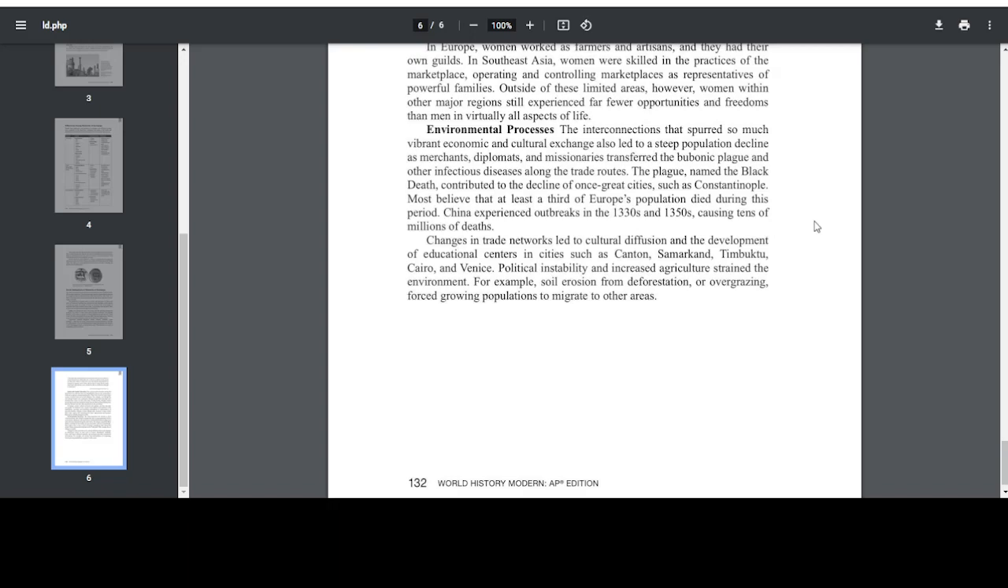Changes in trade networks led to cultural diffusion and the development of educational centers in cities such as Canton, Samarkand, Timbuktu, Cairo, and Venice. Political instability and increased agriculture strained the environment. For example, soil erosion from deforestation or overgrazing forced growing populations to migrate to other areas.